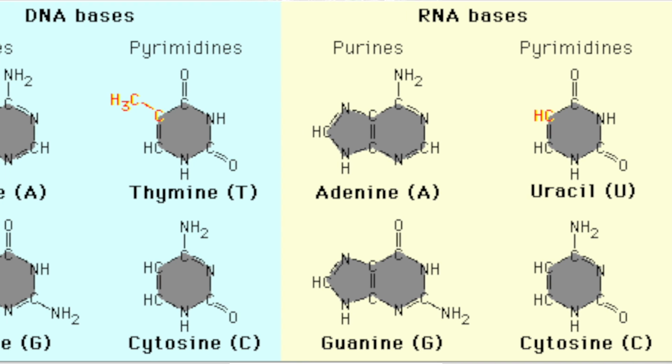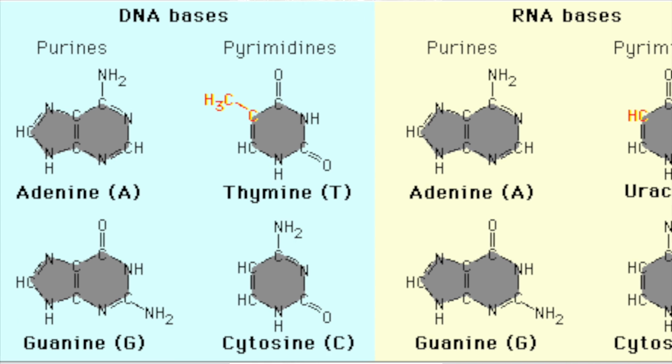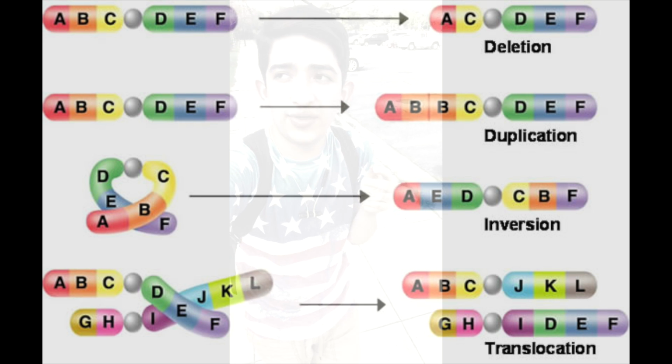So what are the base pairing rules in RNA? So we have adenine and uracil, and guanine and cytosine. What are the 6 types of chromosomal mutations? So we have translocation, deletion, duplication, inversion, nondisjunction, and insertion. I think you might want to look at what each one of these means.